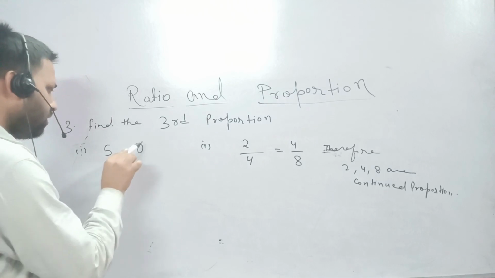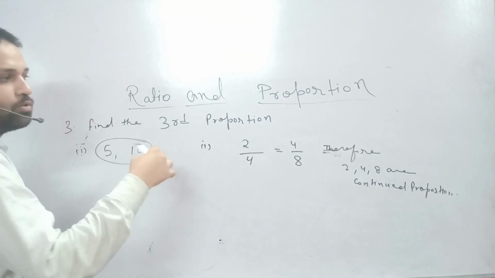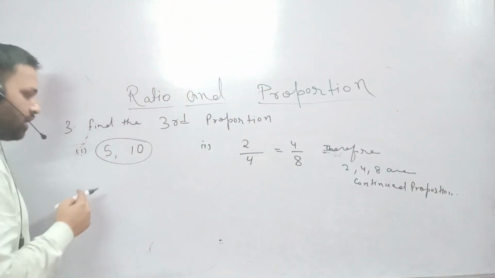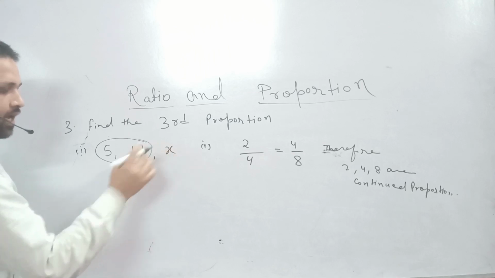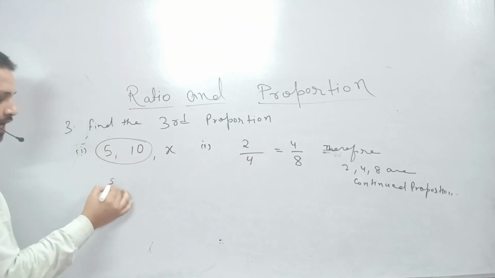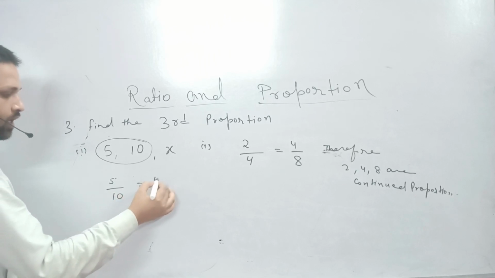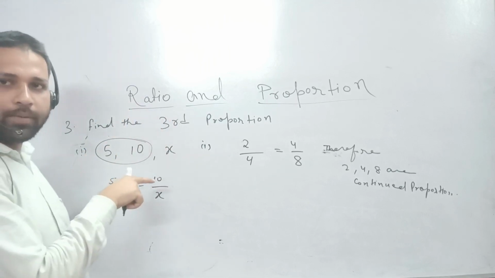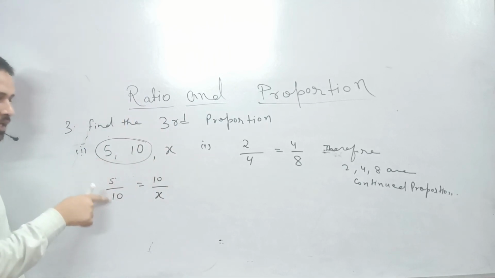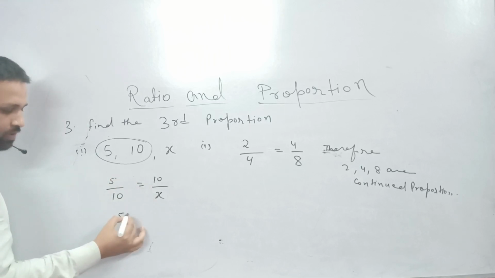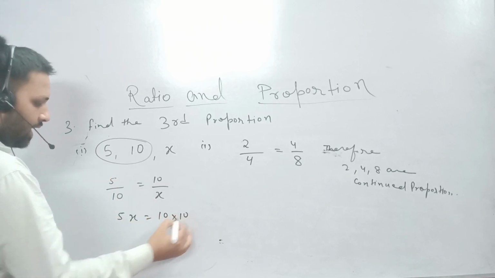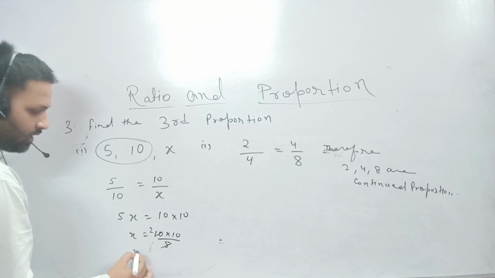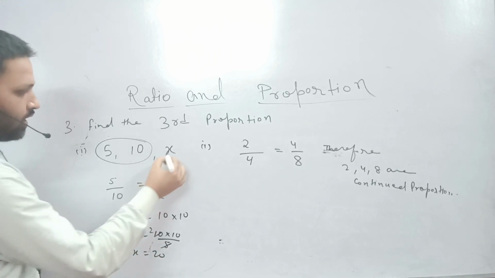Now in this question two numbers are given but the third proportion is asked, then it is a problem of continued proportions. Then you write here, let the third proportion be x and it is a continued proportion. Then you write 5 by 10 is equal to 10 by x. Then you can cross multiply: 5x is equal to 10 into 10, and x is equal to 10 into 10 by 5. Then x is equal to 20.